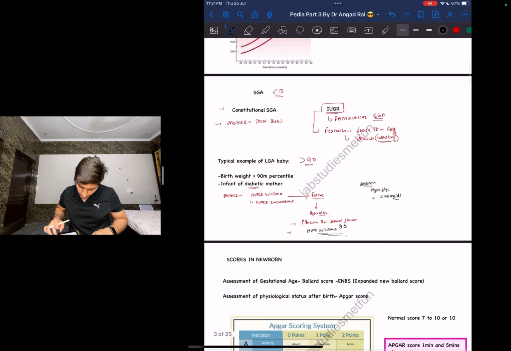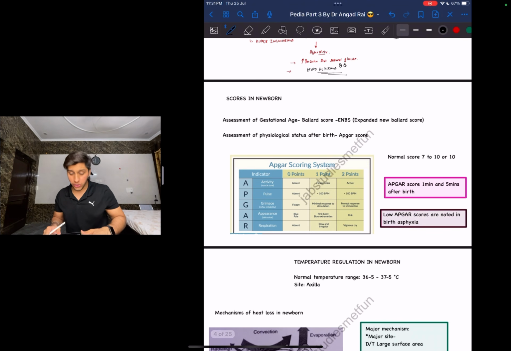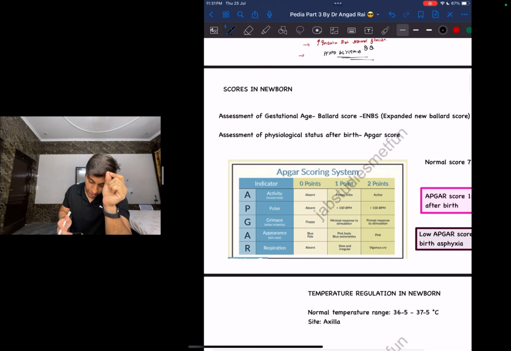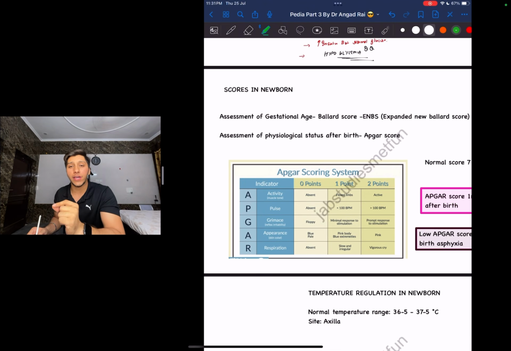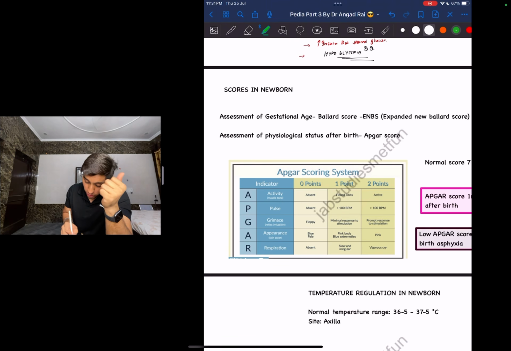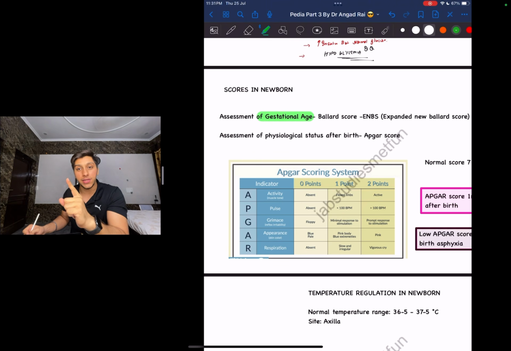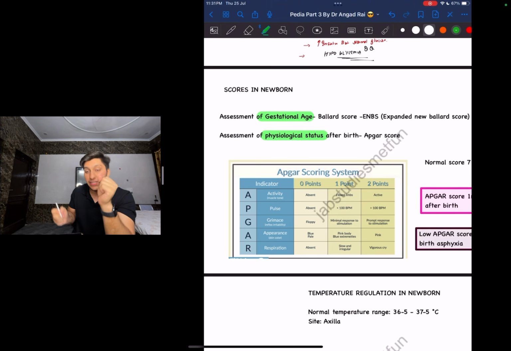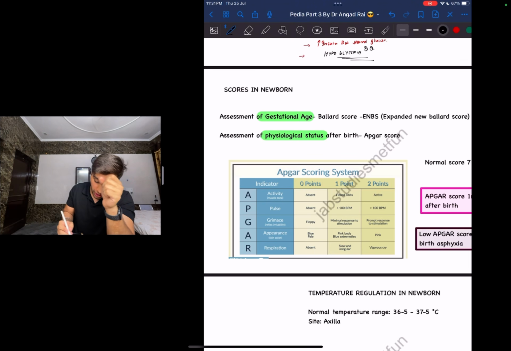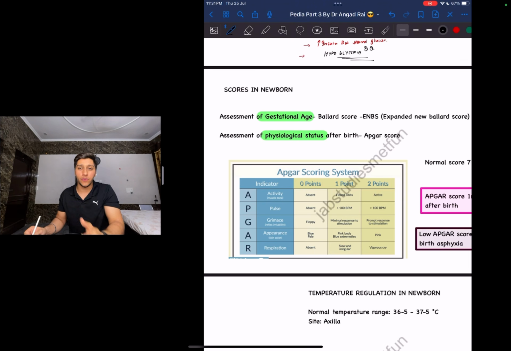Alright. Next, guys, talking about the scores in newborn, a very important thing. See, over here, focus on two things. In the PYQ, they can ask you two things. Assessment of gestational age is one thing, and assessment of physiological status is another thing. Okay, so now you guys know that in obstetrics also we talk about gestational age assessment by Naegele's rule. You add 9 months or you subtract 3, like that you do, right? But over here we are talking about postnatally. After the delivery of the baby, we are counting the gestational age.